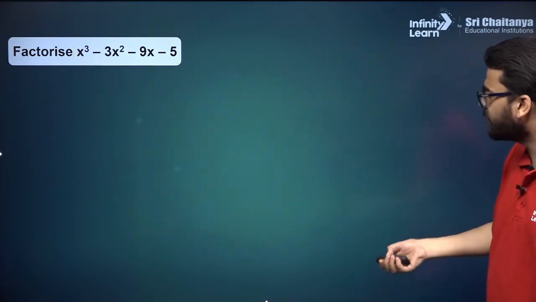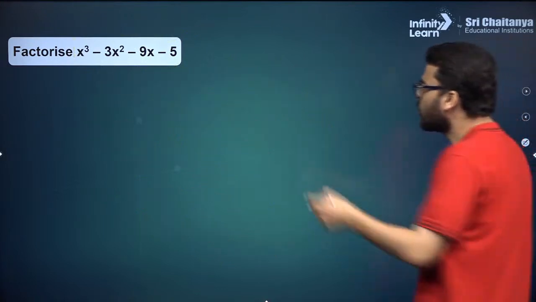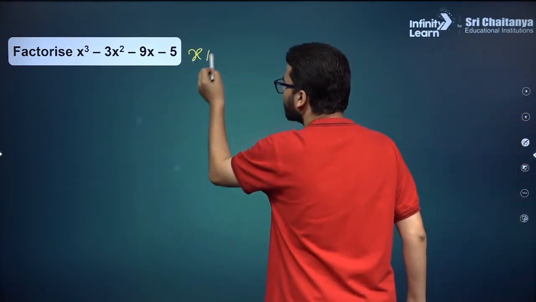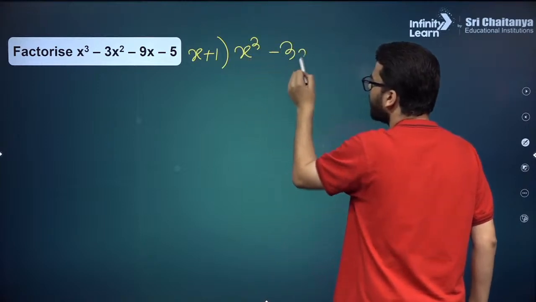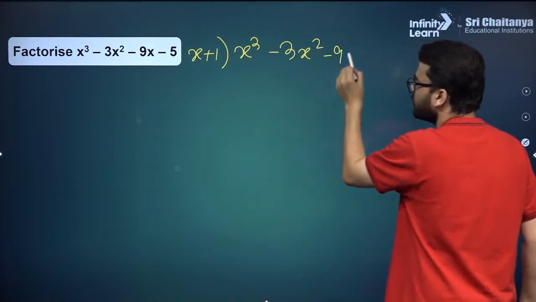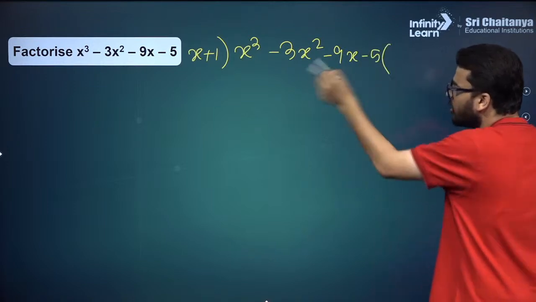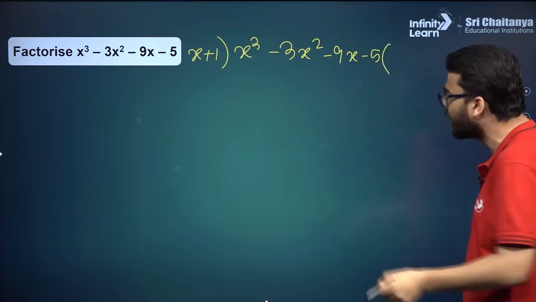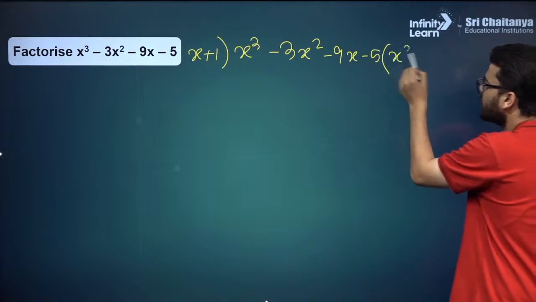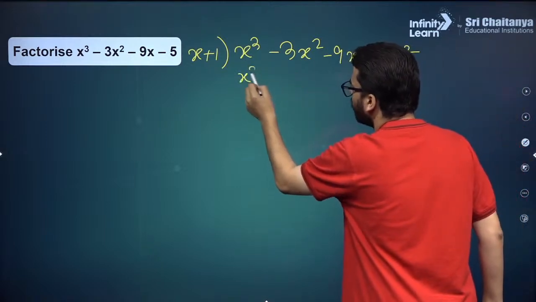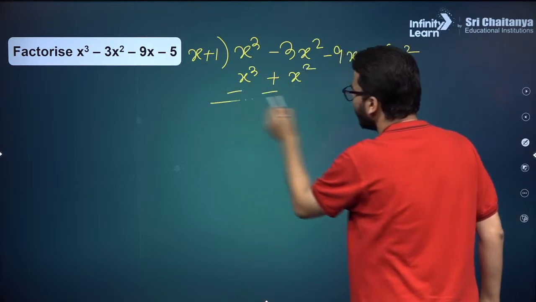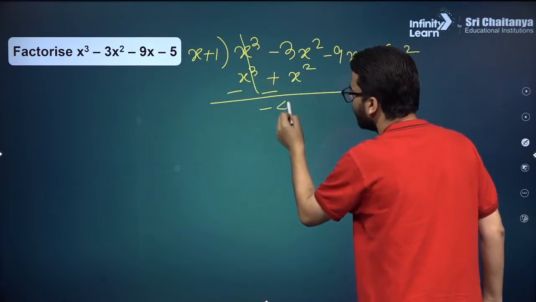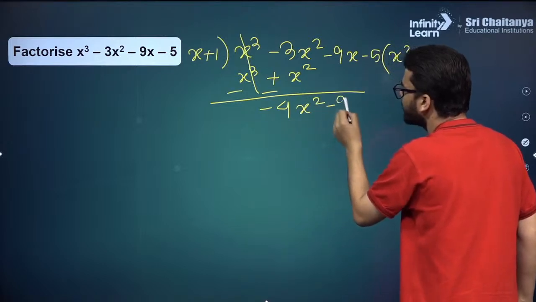Now can I do one thing? See, we have got x plus 1, right? So what can I do? Can I divide this polynomial by x plus 1? This is another method which I am explaining. Let's divide it using the long division method. I expect that you already know the long division method. You see, x square will be there. So x cube plus x square will come up. Now change the sign and then add. So you will get minus 4x square and minus 9x, right?